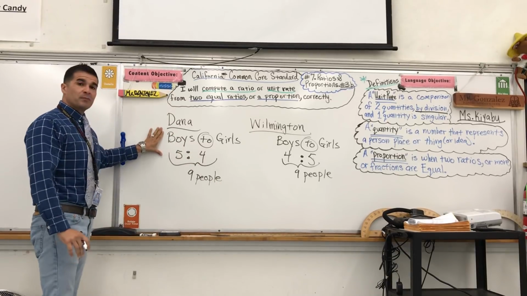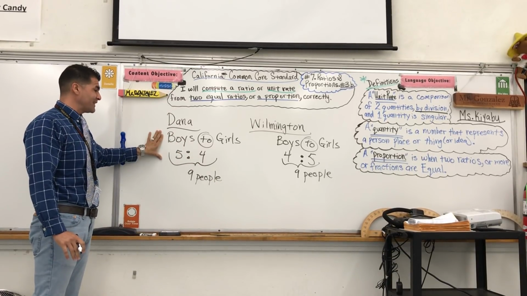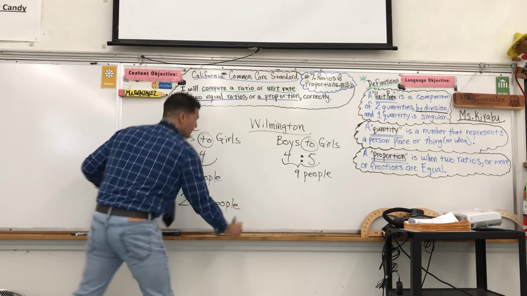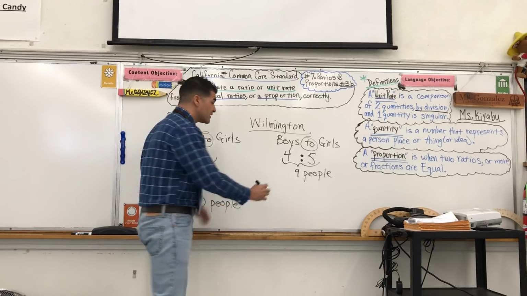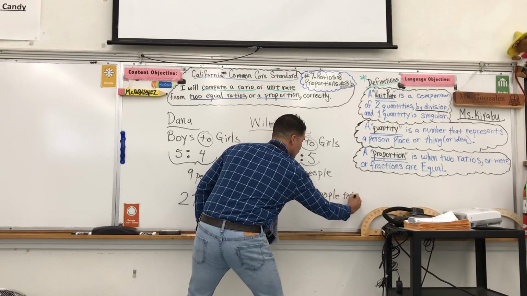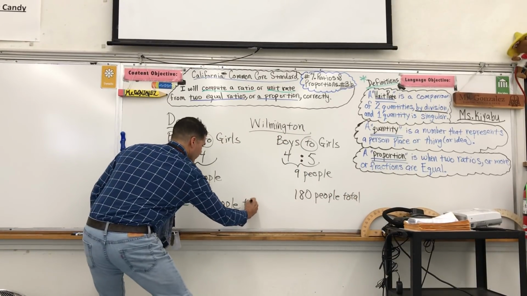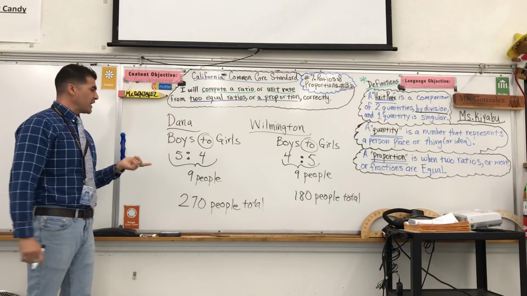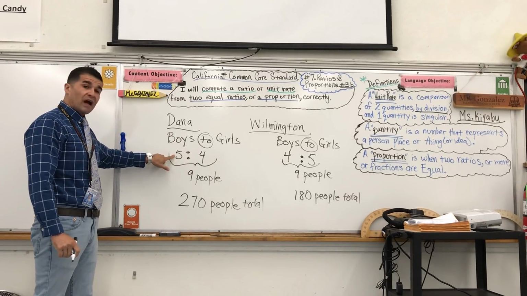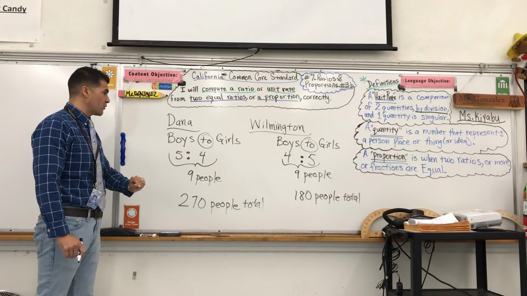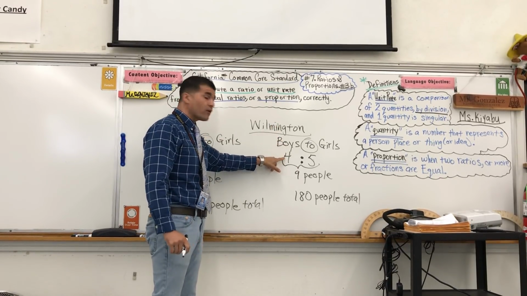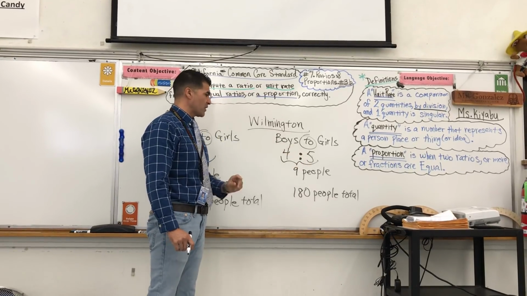Now, the number of people that are invited to the school dance over at Dana are going to be 270 people total. The number of people that are going to be invited to the school dance at Wilmington are going to be 180 people total. This is really important to realize these totals. What we have to understand is every time 9 people go to the dance over at Dana Middle School, 5 of them are going to be boys and 4 of them are going to be girls. Every time that 9 people go inside of the dance from Wilmington, 4 of them are going to be boys and 5 of them are going to be girls.